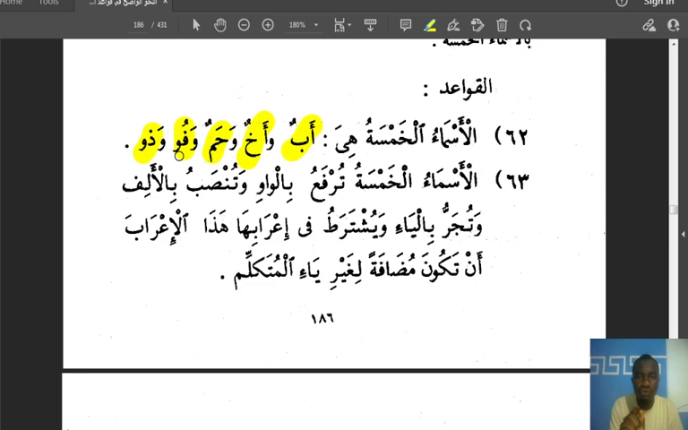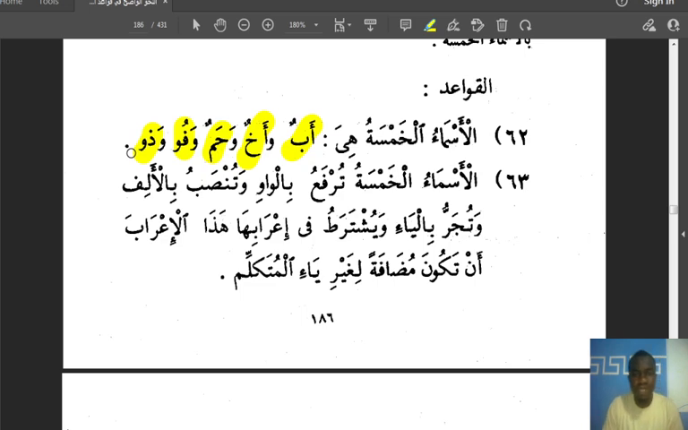So this fu, because of the fi, then it became majrur. Fi, fika, majrurun wa alamatu ri aliyah. And then dhu means sahib, somebody who has something. So if I say dhu malin, somebody with money. Dhu ilmin, somebody with knowledge. So the dhu means somebody who possesses something.